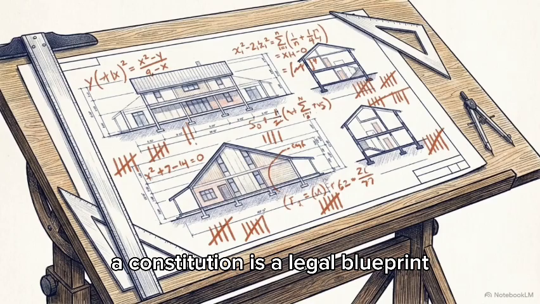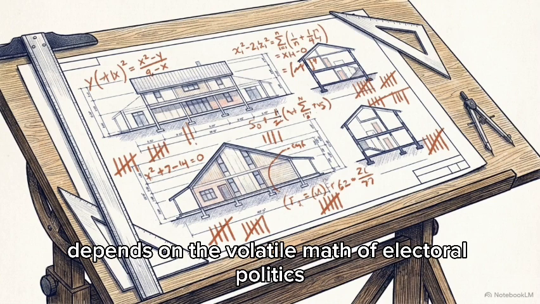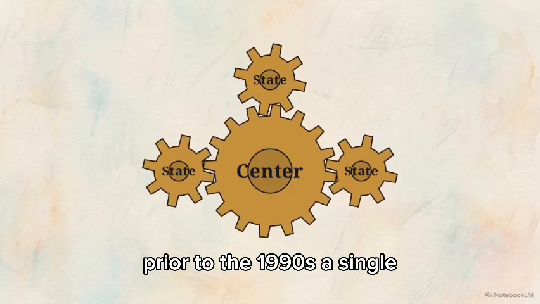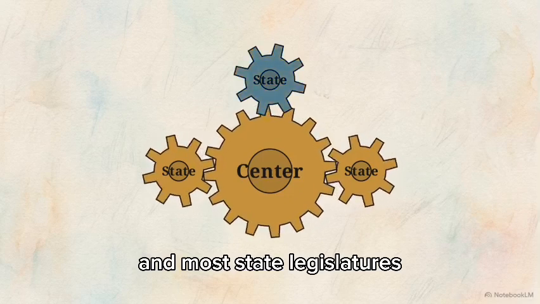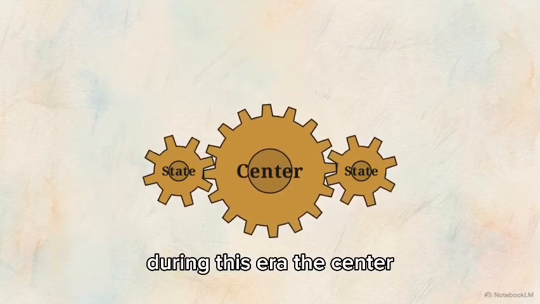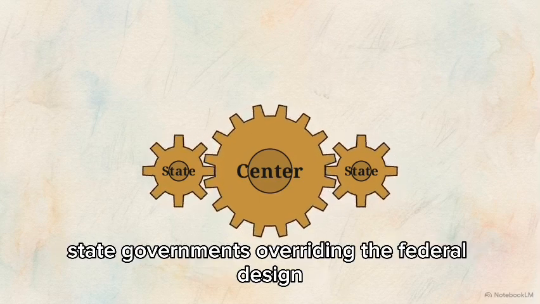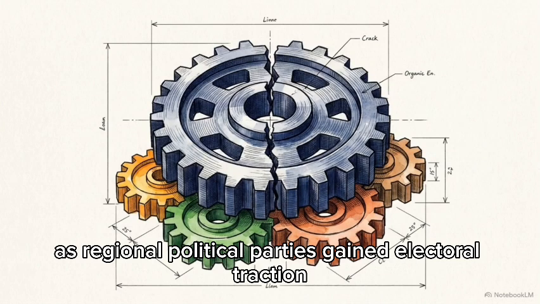A constitution is a legal blueprint. How federalism functions in reality depends on the volatile math of electoral politics. Prior to the 1990s, a single national party frequently dominated both the central government and most state legislatures. During this era, the center routinely used its constitutional authority to dismiss rival state governments, overriding the federal design. That top-down dynamic broke as regional political parties gained electoral traction.